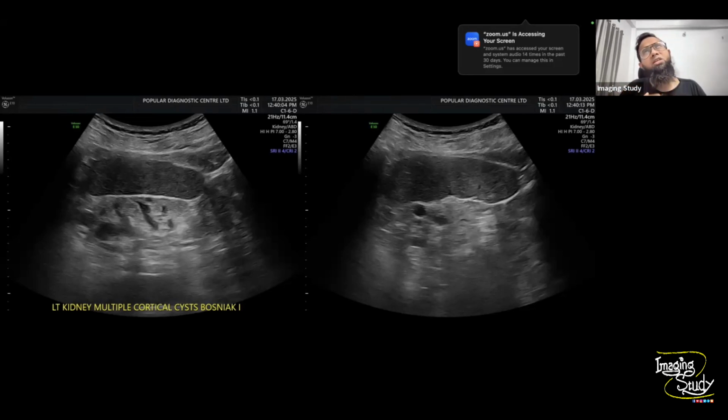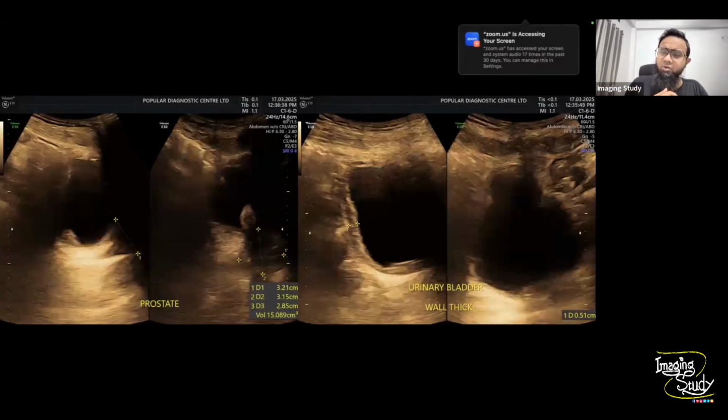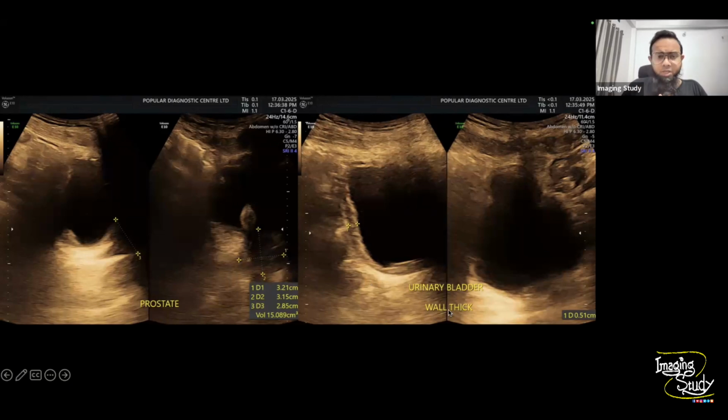But yeah, the patient came to me with right iliac fossa pain. The patient came with suprapubic catheterization, which doesn't match with these findings. So let's jump into the lower abdomen. Here we have tried to measure the prostate. Make sure this is the urinary bladder wall, which looks slightly thickened. It's around 5 millimeter, which is a common association with catheterized patients. So yeah, the wall is slightly thickened.